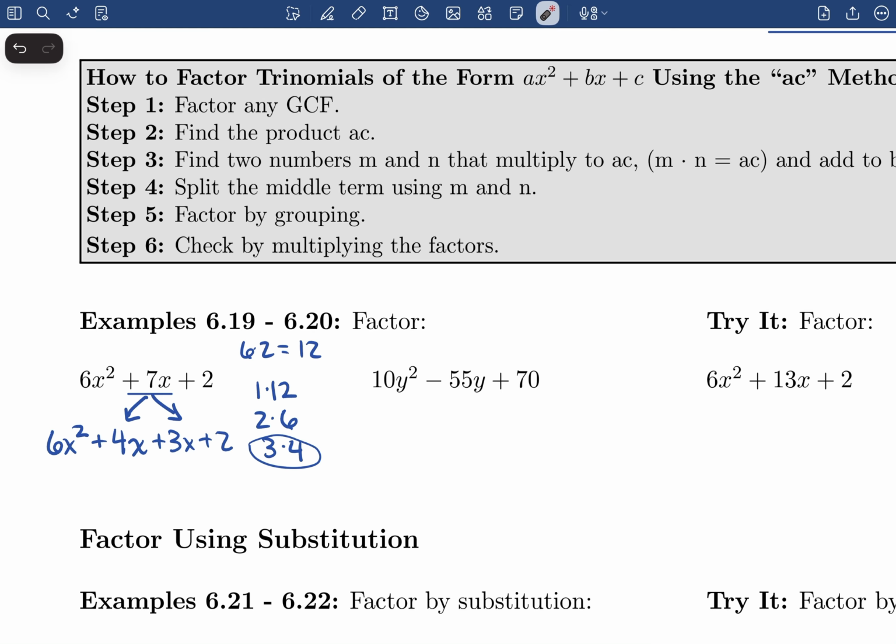Great. Why did I choose 3 and 4 instead of 1 and 12 and 2 and 6? Because 3 and 4 sum to make this 7 right here. 1 and 12 doesn't do it, right? So I didn't choose 1 and 12. And 2 and 6 can't add to make 7, so I didn't choose that one either. So that's why I chose what I chose.